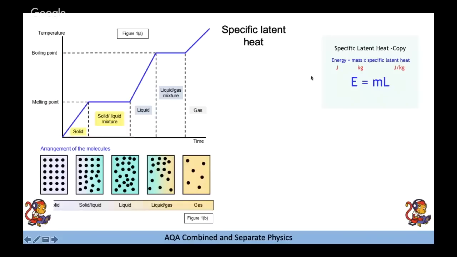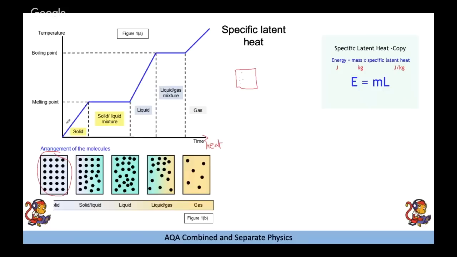Okay, a little bit on specific latent heat then. This is an equation that you get given. And I'm just going to refer us to this graph because they do love asking us about this. So this is a heating graph or heating curve. And what we've got along the bottom is time. And so we can think of this as a box with some solid particles in it. In fact, here it is. Here's a box with some solid particles in. And I am heating this box. I'm heating it with a Bunsen burner, for example.